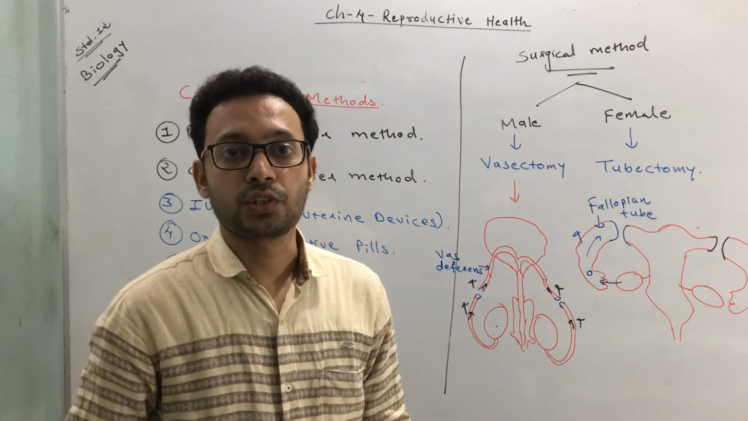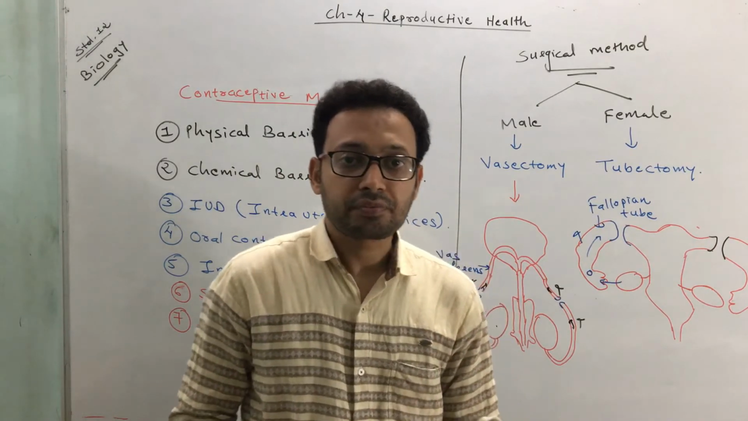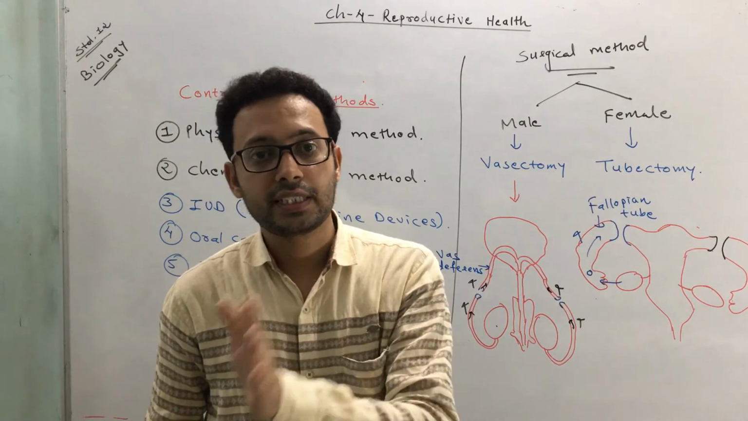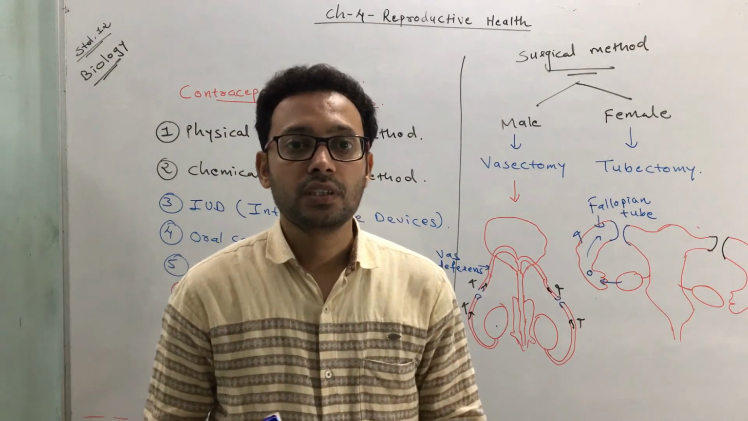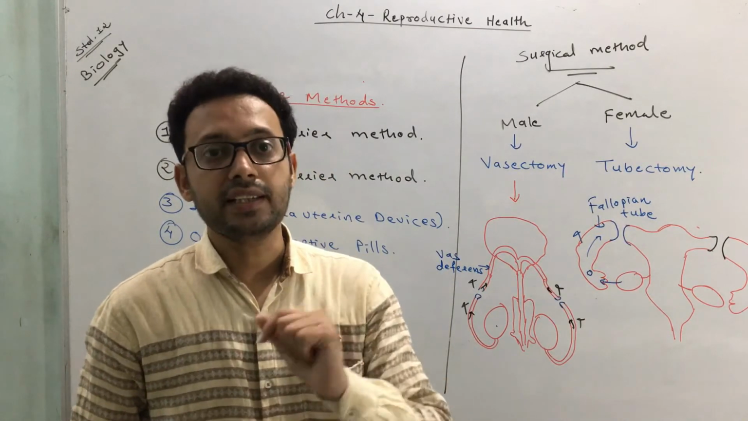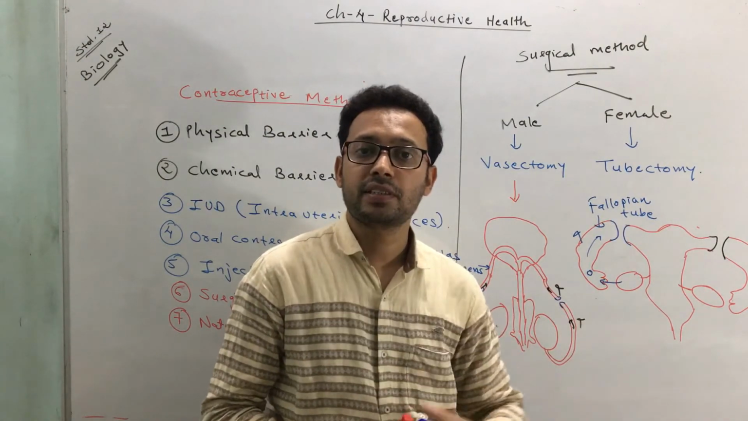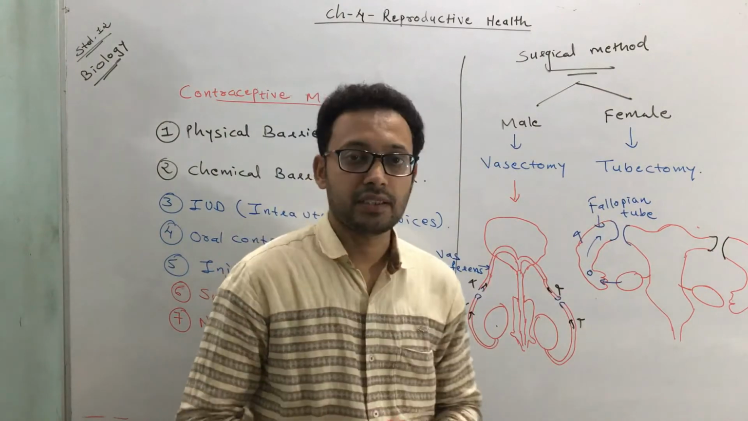They prevent birth, which means they are useful for permanent contraception. Their reversibility is very poor, or it is irreversible. That is the disadvantage. But again, the advantage is that the chances of failure of this method are almost nil. So this is called the surgical method.